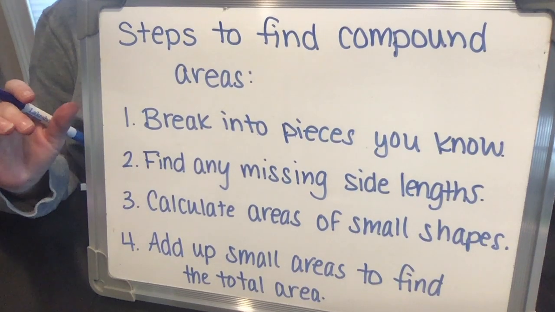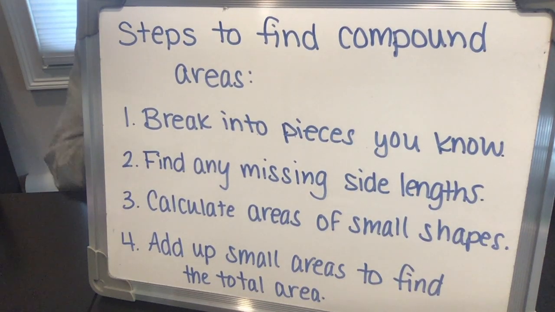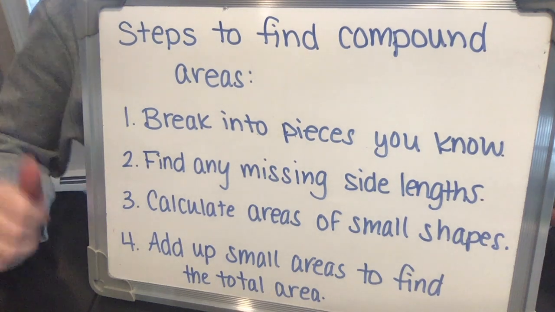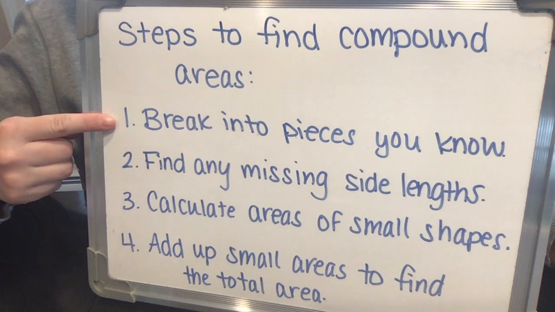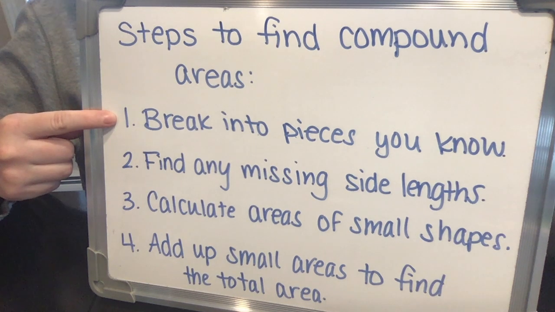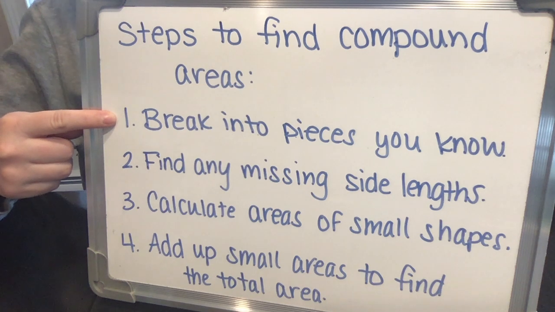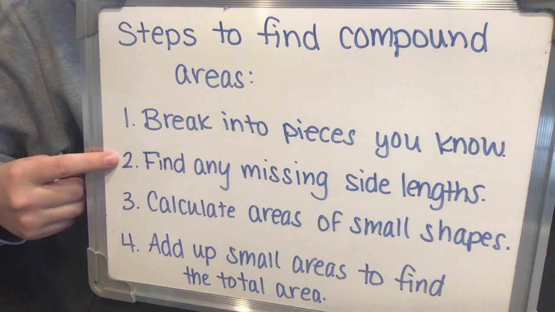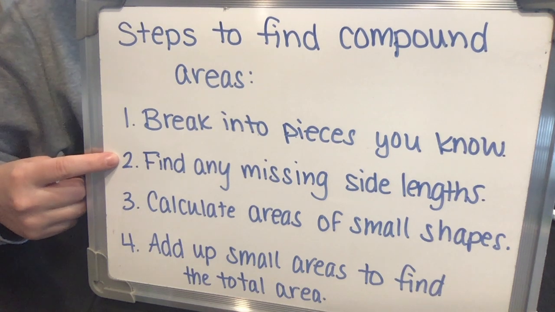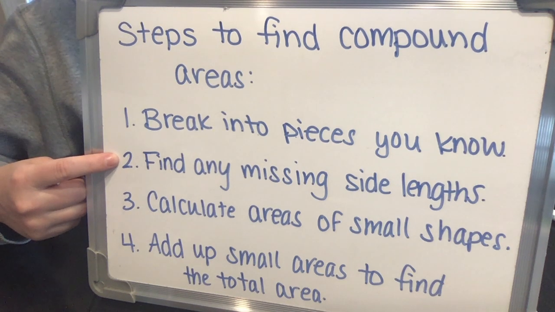So here's the summary of the steps that we went over today. So the steps to find the compound areas are, number 1, you want to break it into pieces you know. So break it into shapes that you recognize, rectangles, parallelograms, triangles. Break it into pieces you know. Step 2, find any missing side lengths. Some side lengths you know, others you need to find out using the information that you have.